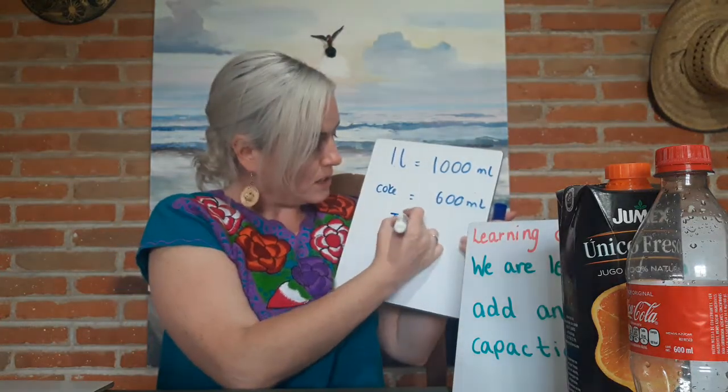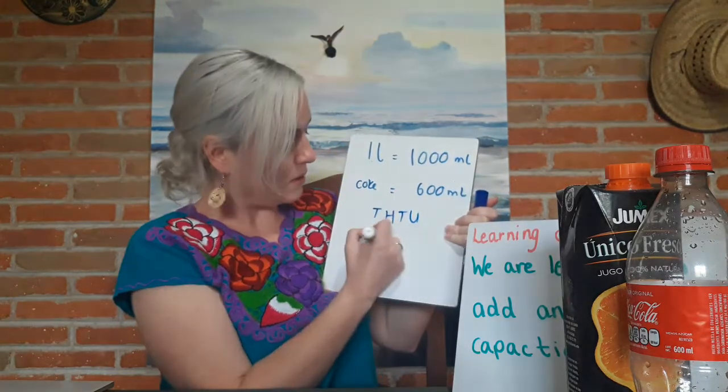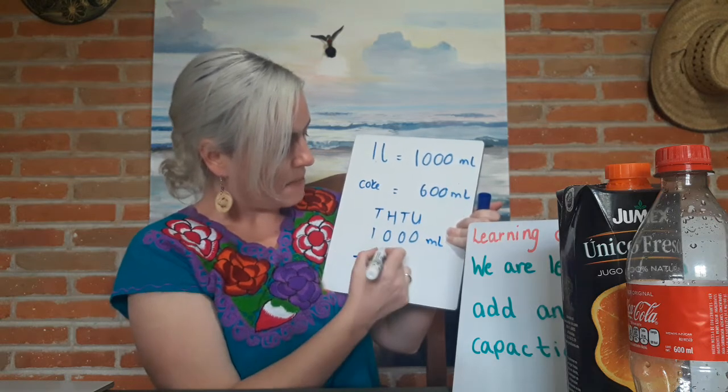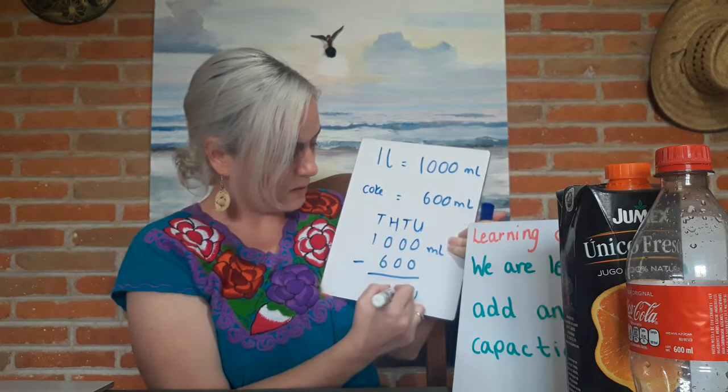So I have my thousands, my hundreds, my tens, and my units. I put down my 1,000 milliliters, and I take away my 600 milliliters. 0 from 0, 0, 0, 0, 0.